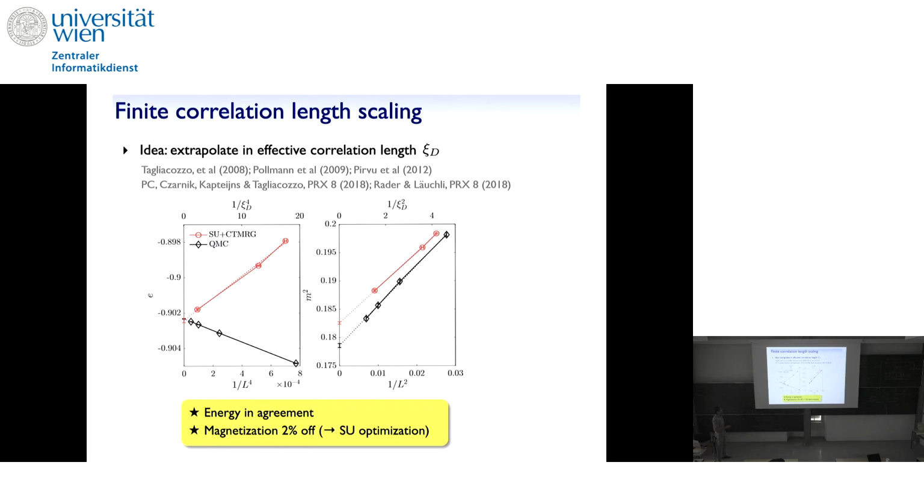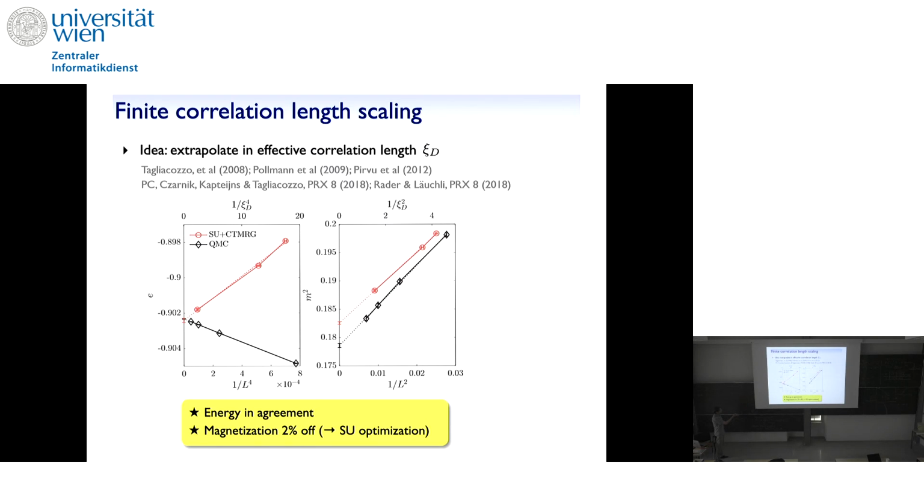Okay, and here I show you some attempts to extrapolate, where we made use of this idea of finite correlation length scaling. The idea is that instead of doing finite size scaling, we compute an effective correlation length for each value of D, and then we use this as a quantity to make extrapolations. And now you see here, this is the quantum Monte Carlo data, for different system sizes. So that connects then to your question, what the finite size effects are.